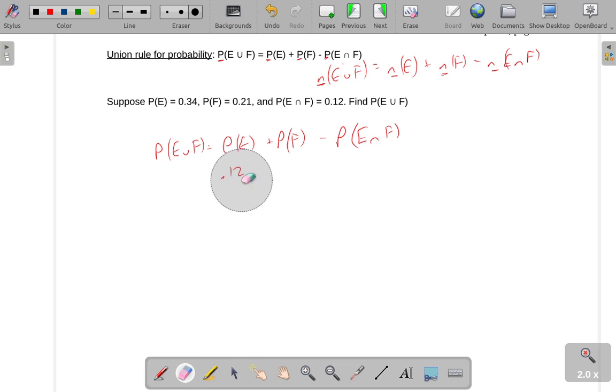Oh, no, that's not right. 0.34 plus 0.21 minus 0.12. Plug that into a calculator, or just work it out myself. Let's see, that's 0.09. This would be 0.43. So the probability of the union of these two events would be 0.43. That is the probability of either the first or the second happening, or both of them happening.